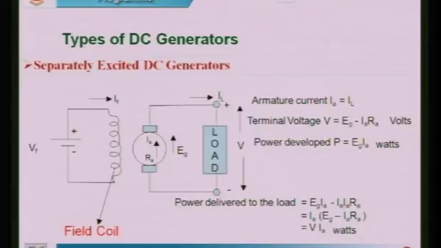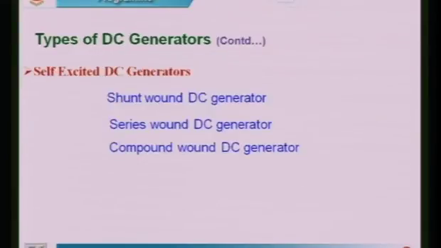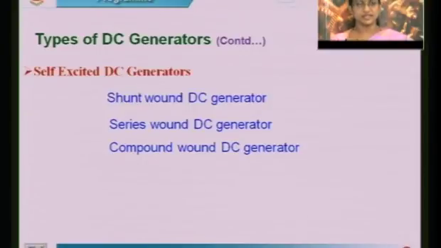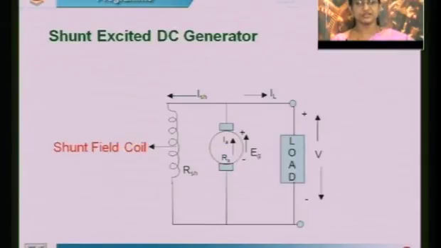Now, when you are considering the self-excited, there are three types: shunt wound DC generator, series wound DC generator, compound wound DC generator. In case of shunt wound DC generator, the armature winding and the field winding are connected in parallel. In case of series, the armature winding and field winding are connected in series. As the name indicates, in compound wound, it depends on the connection, whether it is shunt and series. Both the connections we are going to make, but with different combinations.